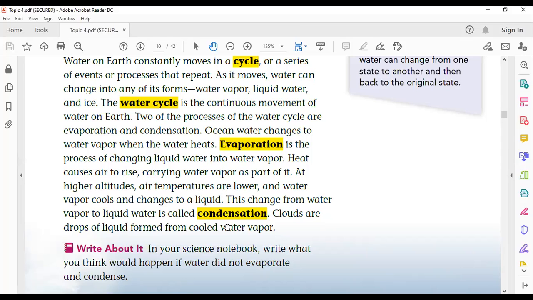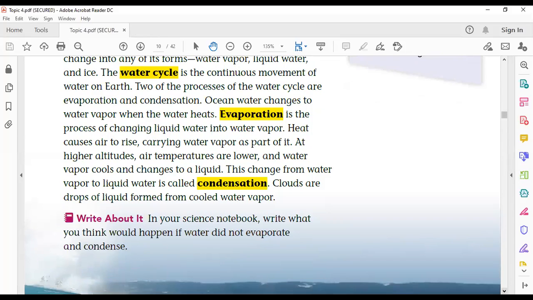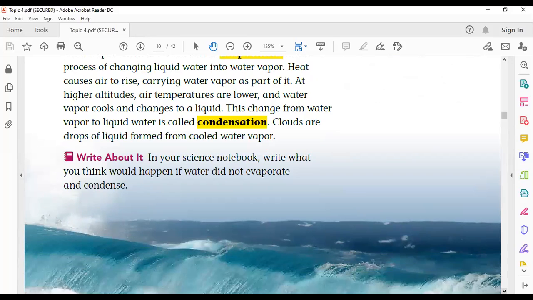When water vapor condenses and changes to liquid water, clouds are formed. Clouds are drops of liquid formed from cooled water vapor. When water vapor condenses, it changes to liquid water and forms drops of water. These drops collect together to form the clouds. Whenever you look at the sky every day, you can see clouds.